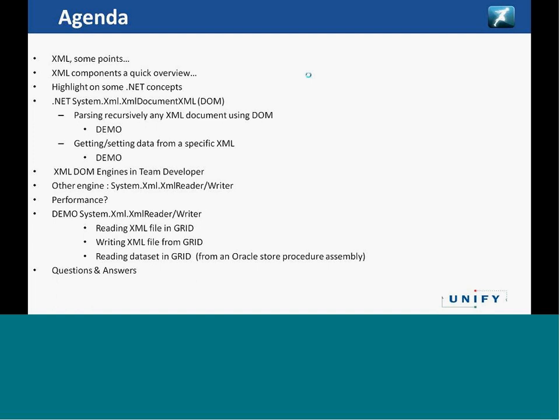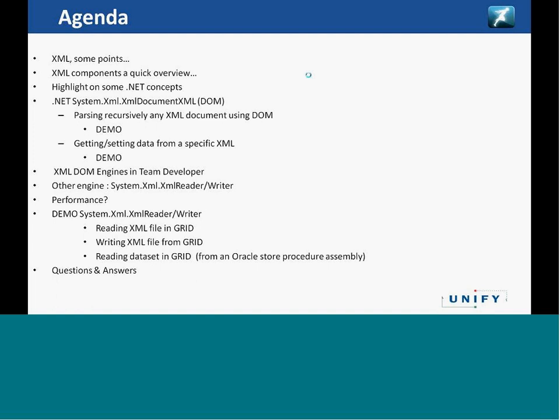And then we're going to talk about the different engines that exist, and the current engines that you can use in Team Developer if we're not talking about .NET. It's quite important and has some implications for migration. Then we're going to talk about some other engines, because there are multiple XML engines. XML Reader and Writer is a quite interesting object, which is also used to parse and to write an XML file. All that will have some implications for performance, as we will see.